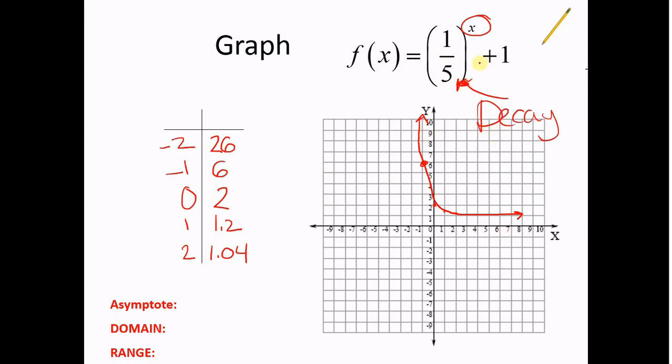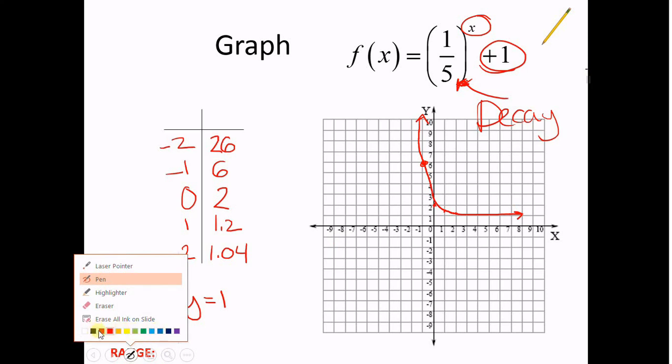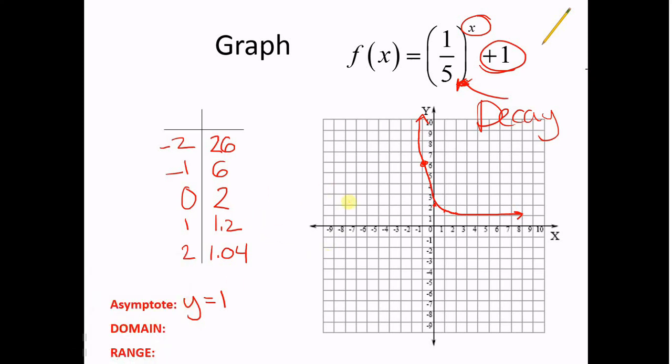Asymptote. My vertical shift was a +1. So I'm going to have y equals 1. So I'm going to mark that into my graph here. With my color, let's do yellow. So if I could find my yellow, there we go. So that's my asymptote marked in there all nicely. Domain, all reals. And your range, y needs to be greater than 1. Because notice, I'm hitting my y's greater than 1, not the ones less than 1. Be very careful, make sure it's greater than.